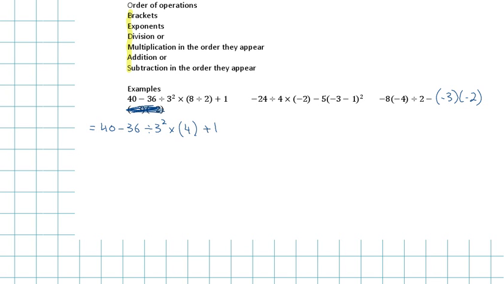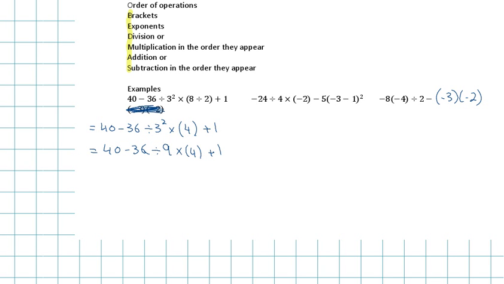So I have to move to exponent. Where do you see exponent? 3 to the power of 2. What is 3 to the power of 2? 9. So I'm going to change this to 9. So there's no more exponent, and basically I can remove that bracket, right? Because there's nothing to simplify inside.